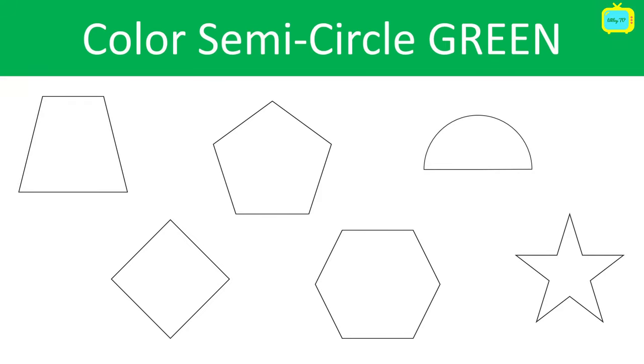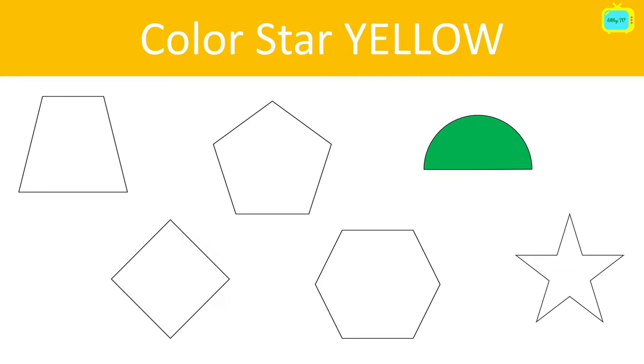So kids, now we have to color semicircle in green. Can you find where is semicircle? Yes, let's color it in green. So we have green semicircle. Now we will color star in yellow. Can you see where is star? Yes, let's color it in yellow. Wow! Yellow star.